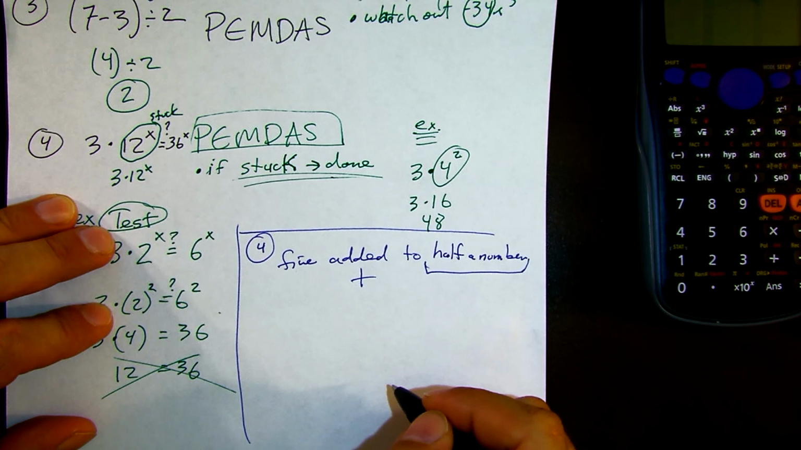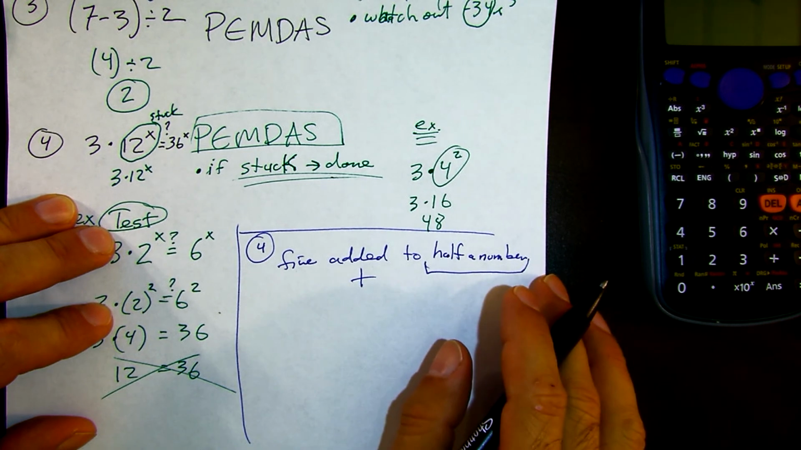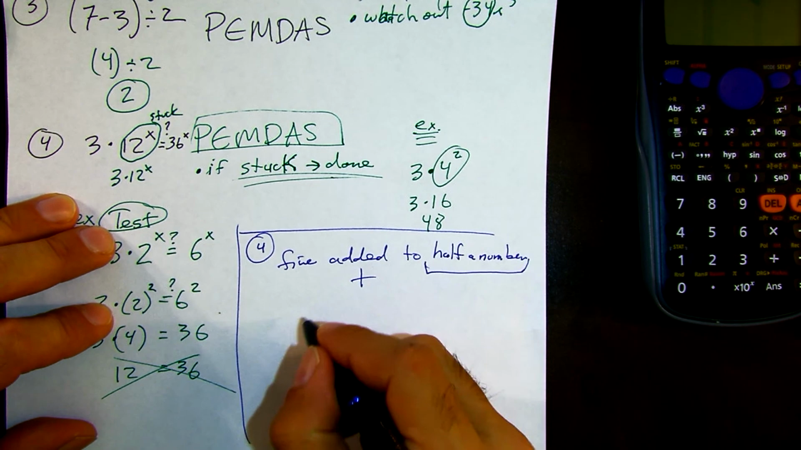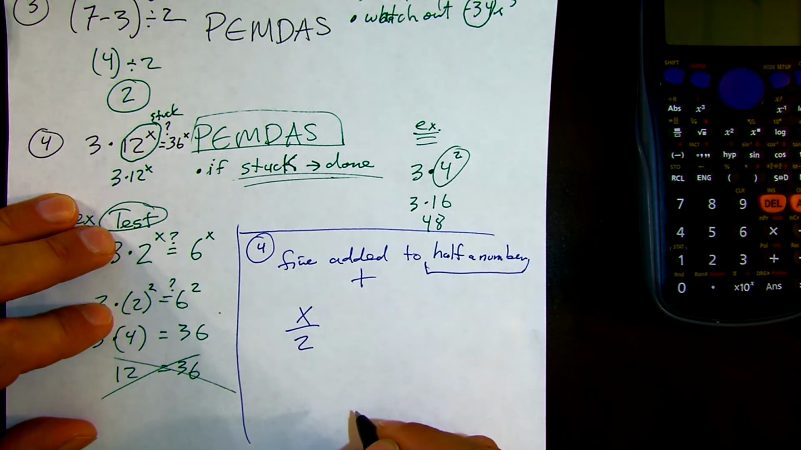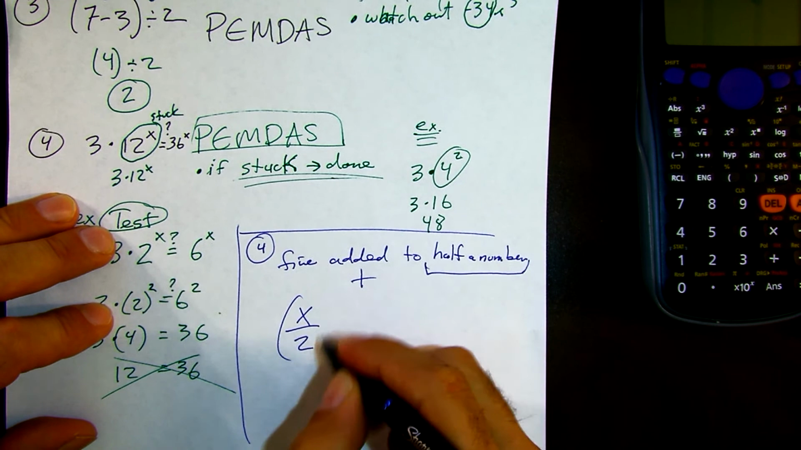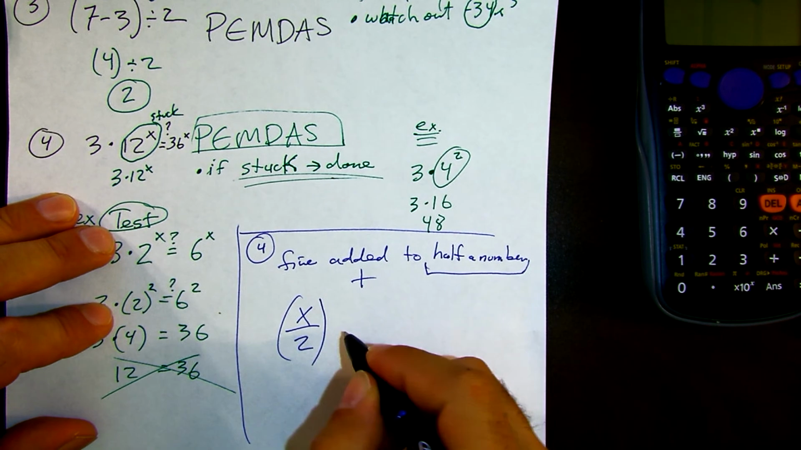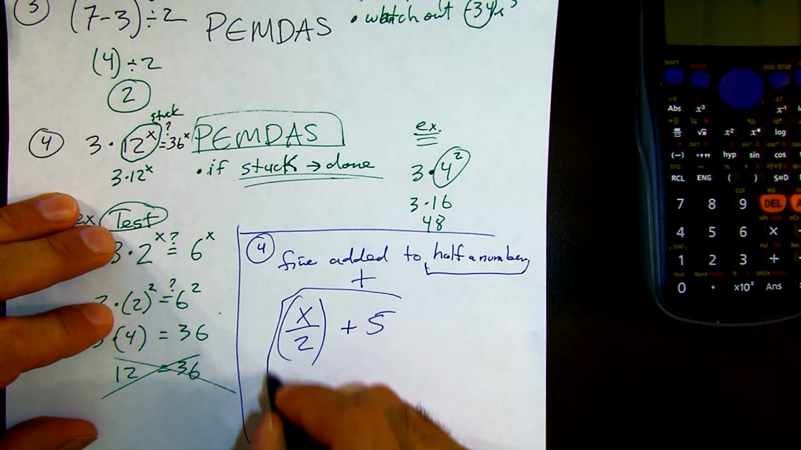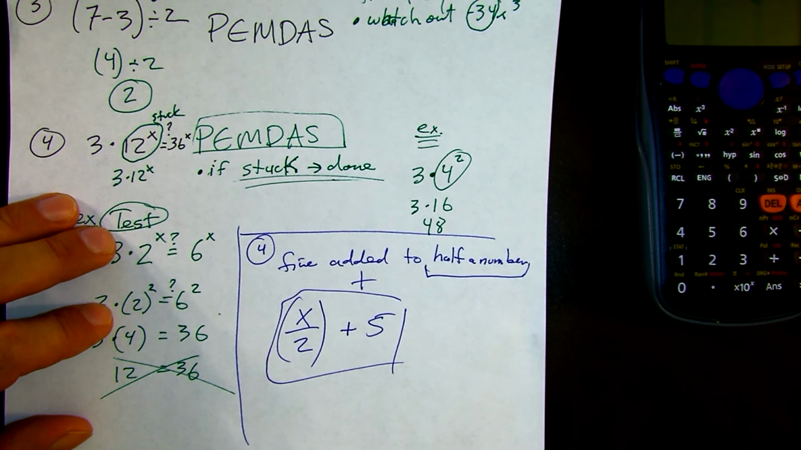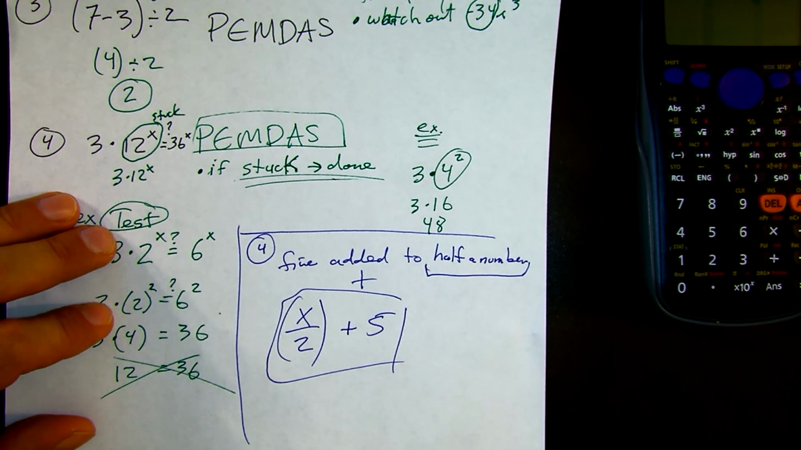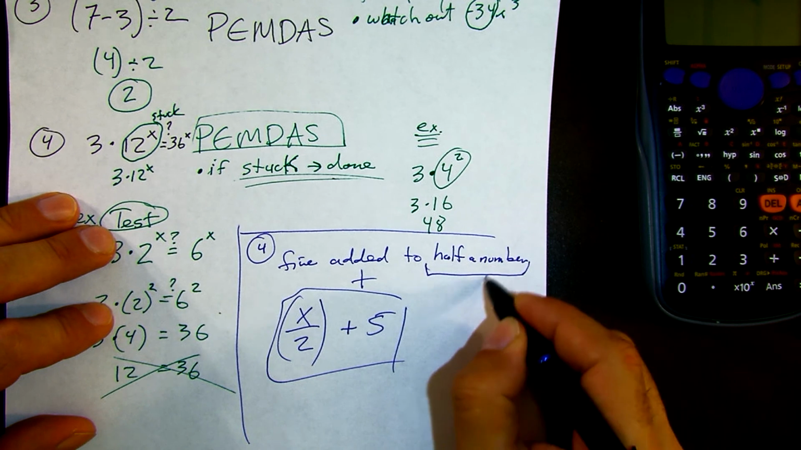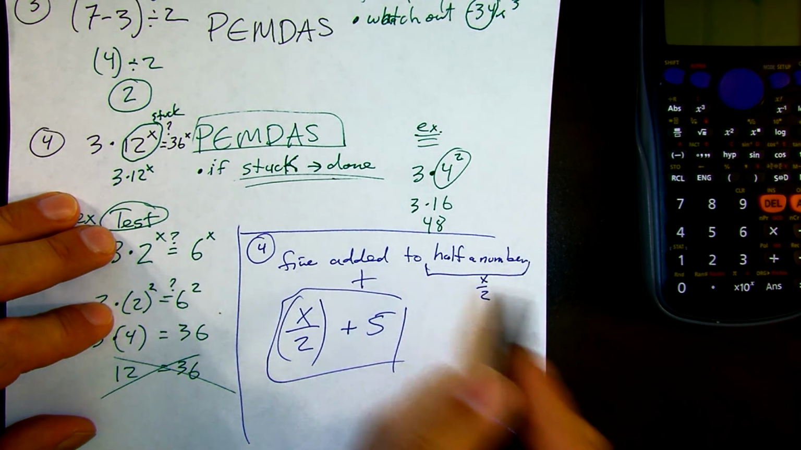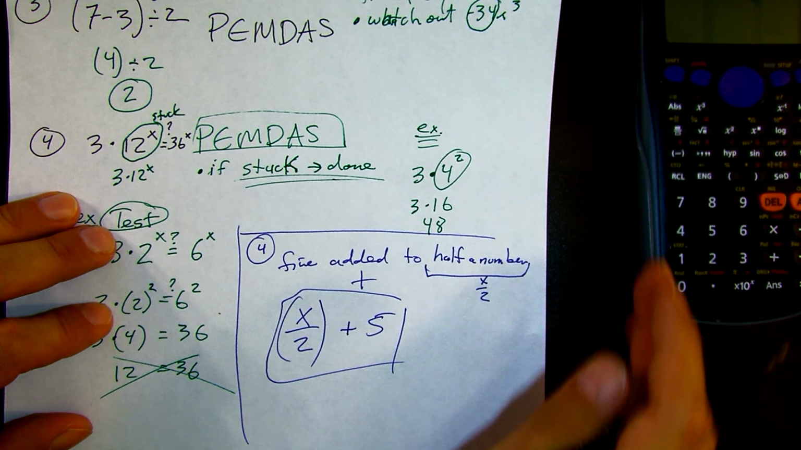5 added. Added is addition, right? But let's look at first the half of a number. Half of a number, if I have a number that I don't know, half of any number is going to be x over 2. Half of a number is x over 2. And then if it's 5 added to that, then I just put plus 5. So that's pretty straightforward. I would make some notes just on half of a number, that's x over 2. 5 added to it, that's probably enough.